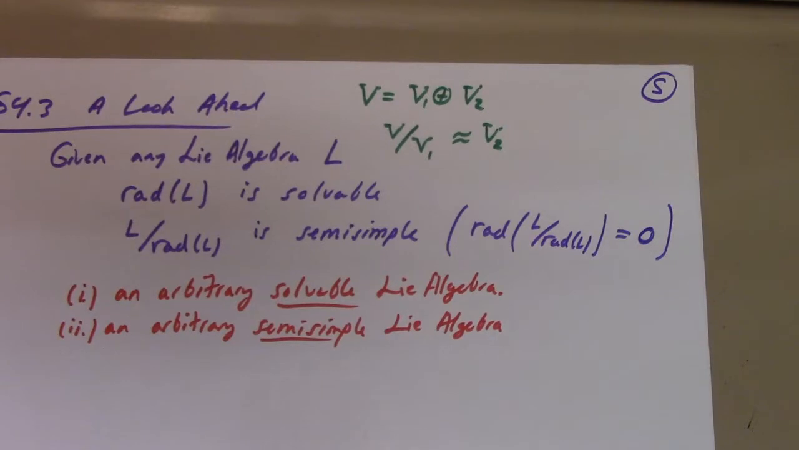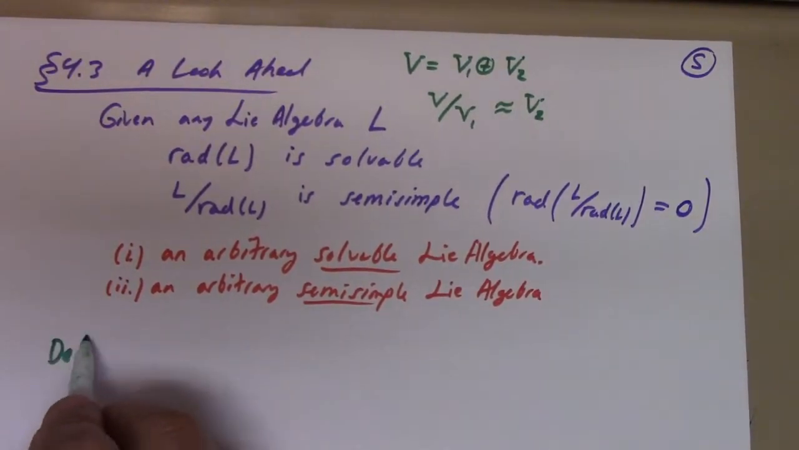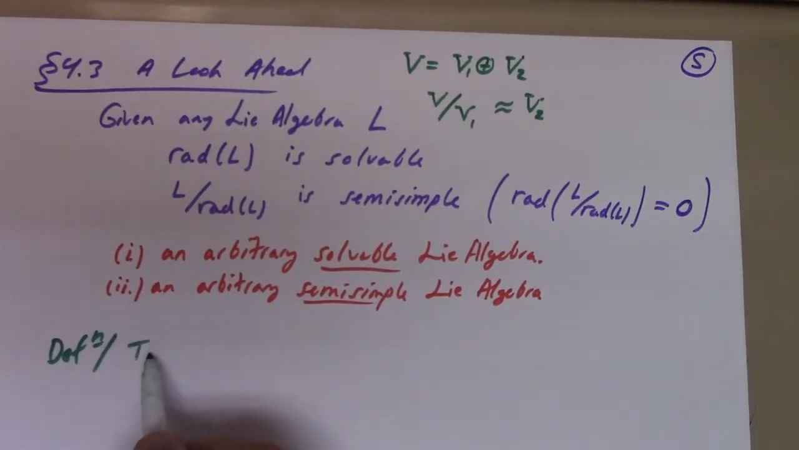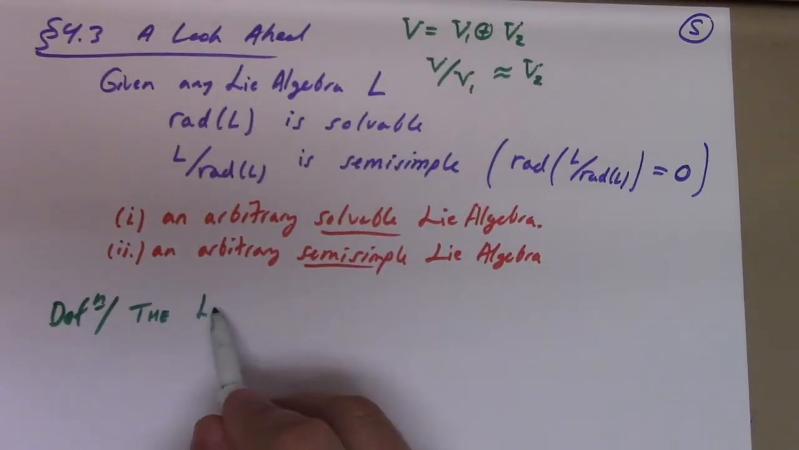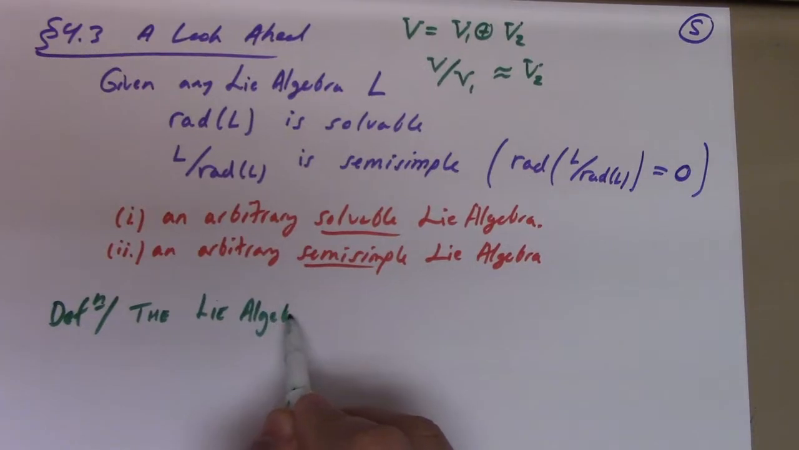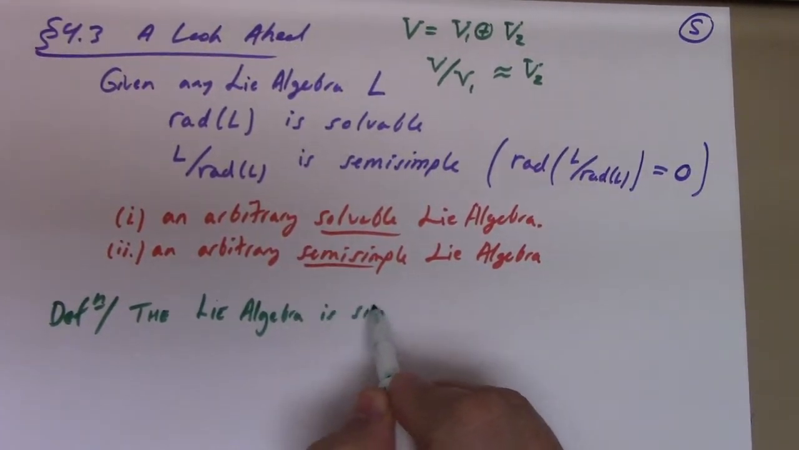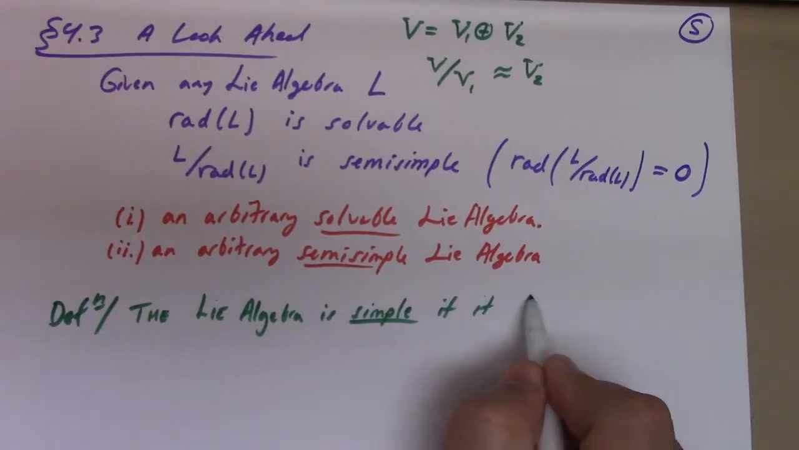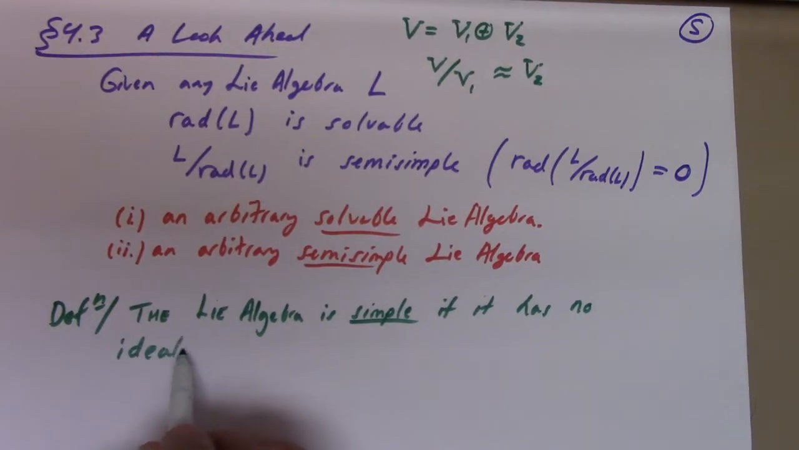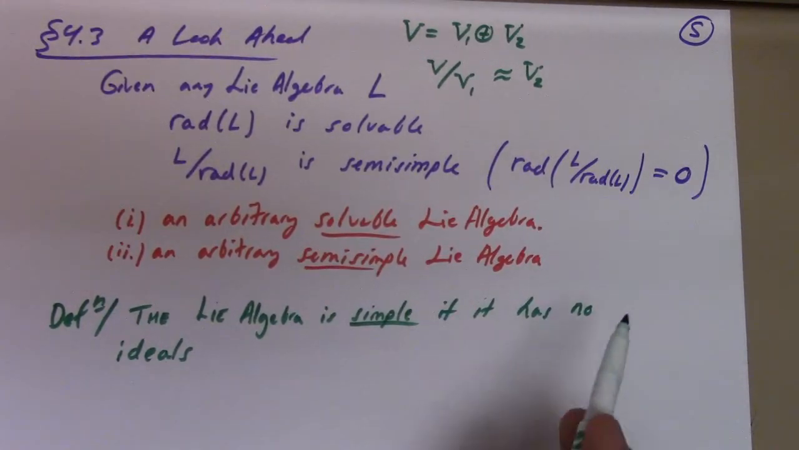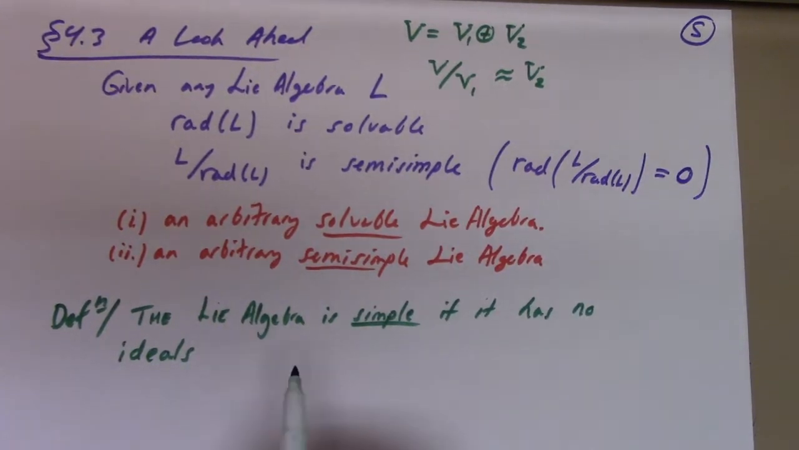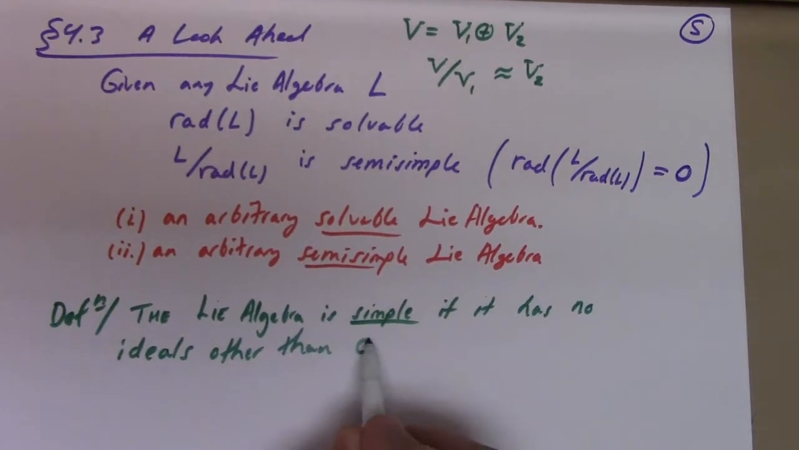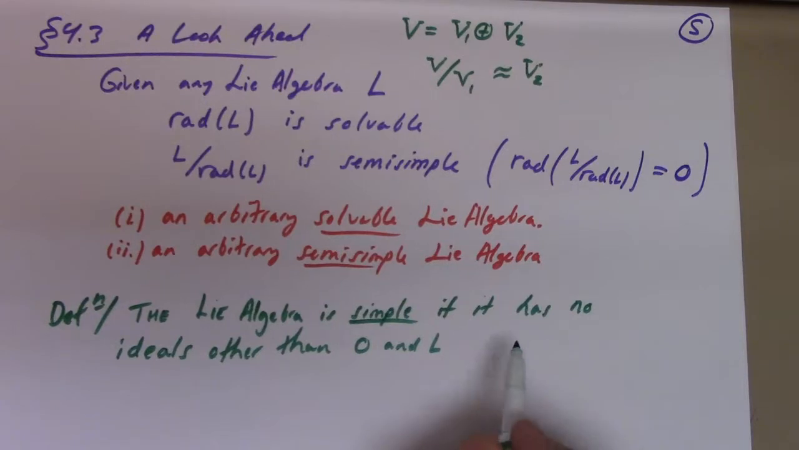That brings us to our next, latest, greatest definition. Definition: a Lie algebra L is simple if it has no ideals other than 0 and L, and it is not abelian.